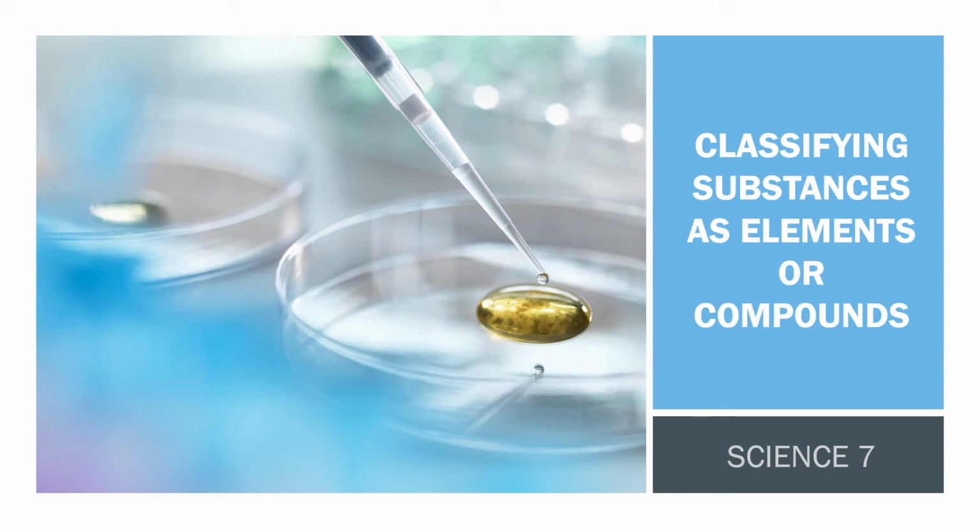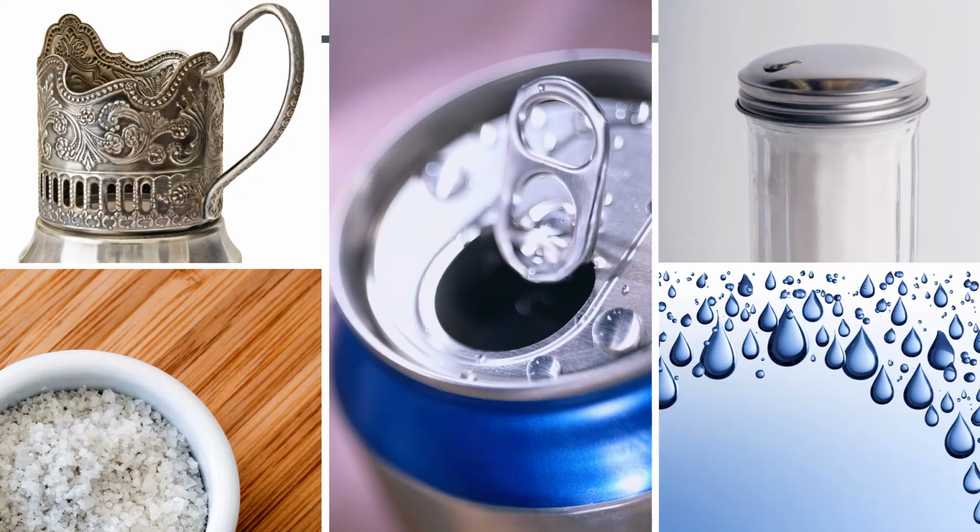So this is our third week for our grade 7 science. During the previous meetings, we have discussed regarding matter. For this week, we will be focusing on classifying substances as elements or compounds. In this slide, we can see pictures of objects like silver cup, sugar, aluminum can, table salt, and water. Later on, we will see the relationship of these objects to our lesson.